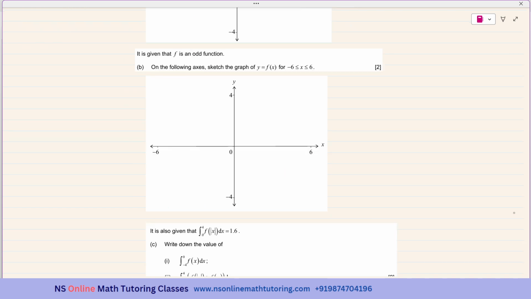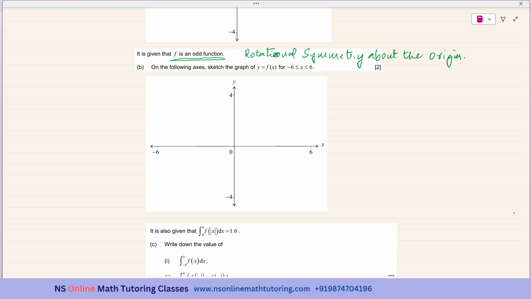It is given that f is an odd function, and you know that odd functions have a rotational symmetry about the origin. Y equal to x cube is an odd function. Y equal to sine x is an odd function.